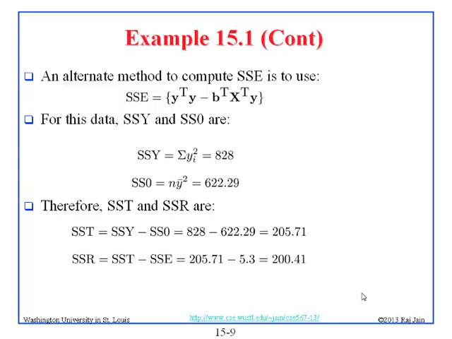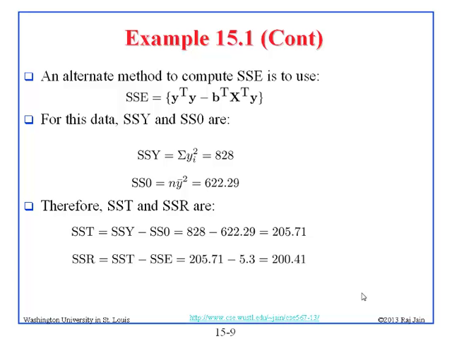The sum of squares reduction due to regression is equal to SST minus SSE. So the total sum of squares is 205. But after we fit the model, the errors have total sum of squares of 5.3. So the model explained 200 out of 205. That measures the goodness of the model: it explained 200 out of 205, which is like 97% of the variation.